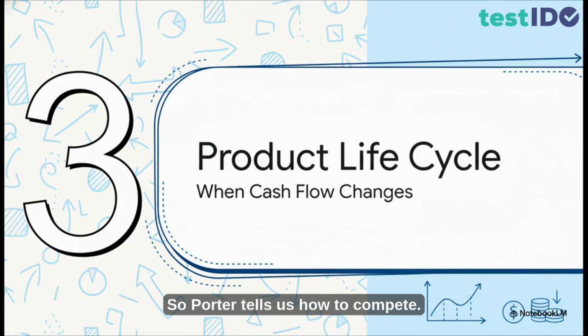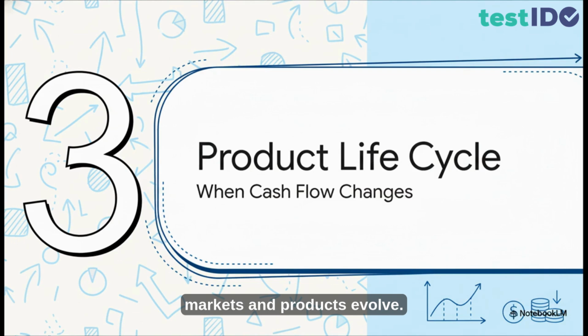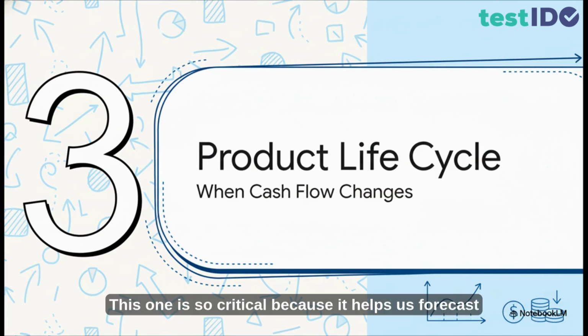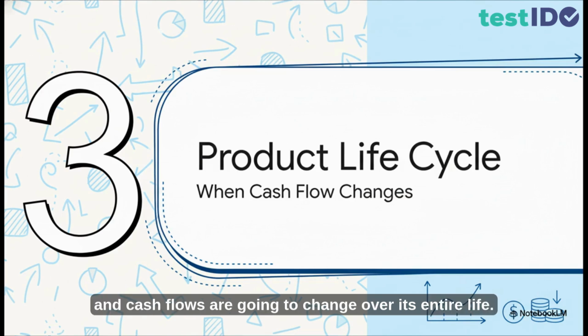So Porter tells us how to compete. But that strategy might need to change over time because markets and products evolve. And that brings us to our third essential model, the product lifecycle. This one is so critical because it helps us forecast how a product's sales, profits, and cash flows are going to change over its entire life.